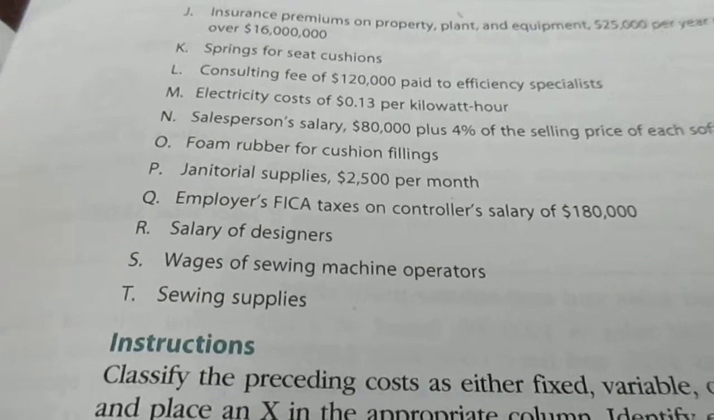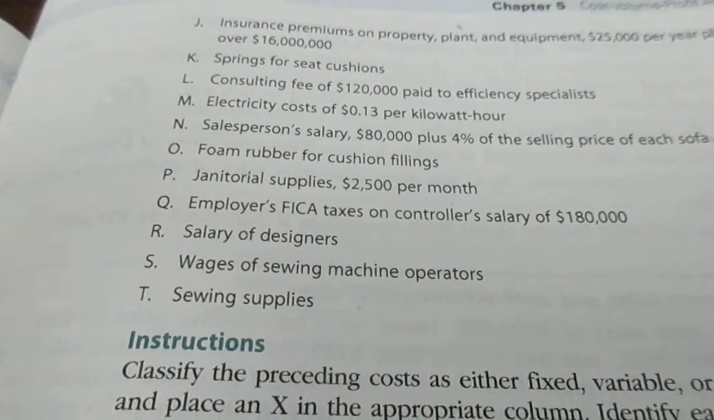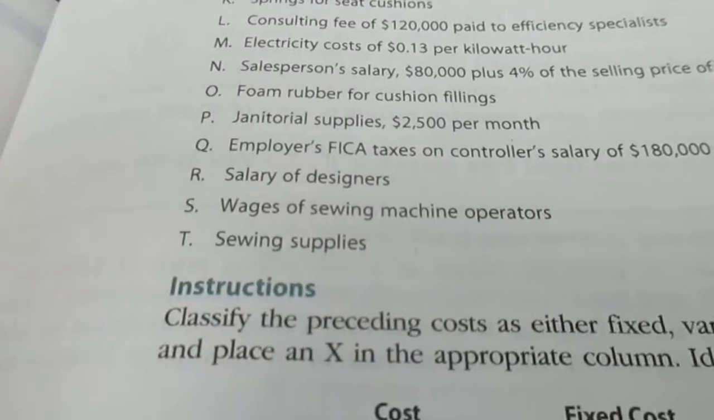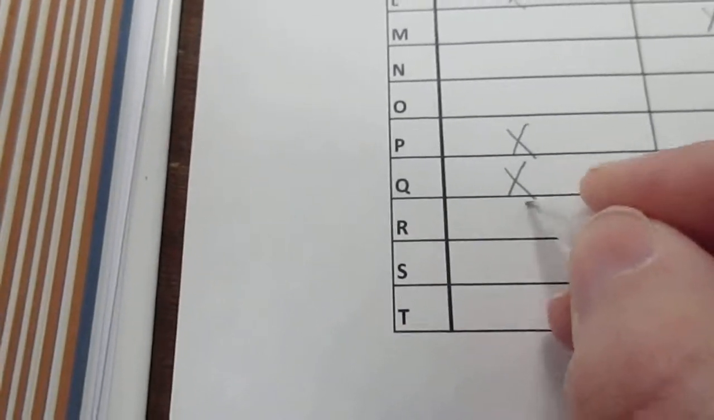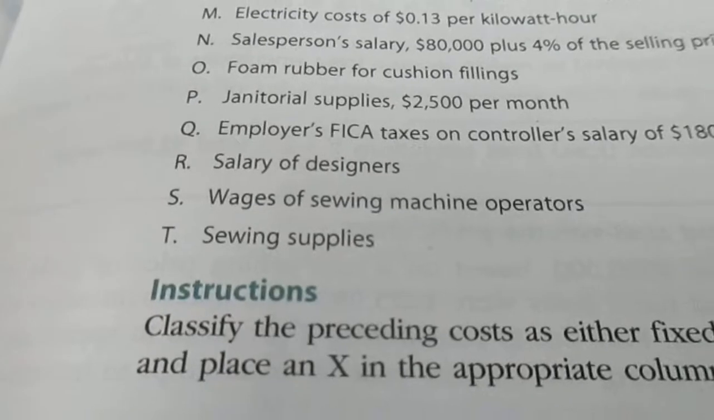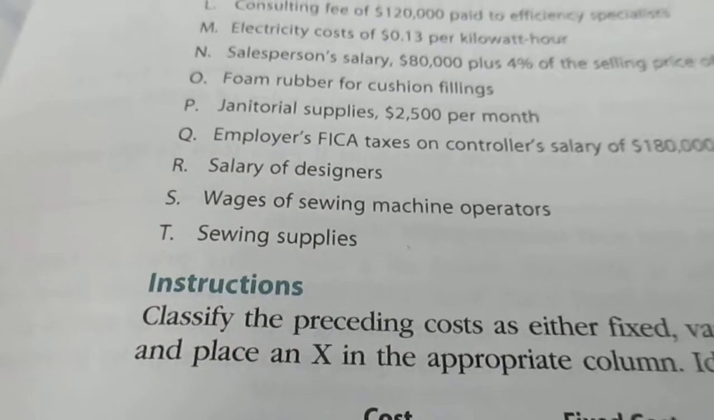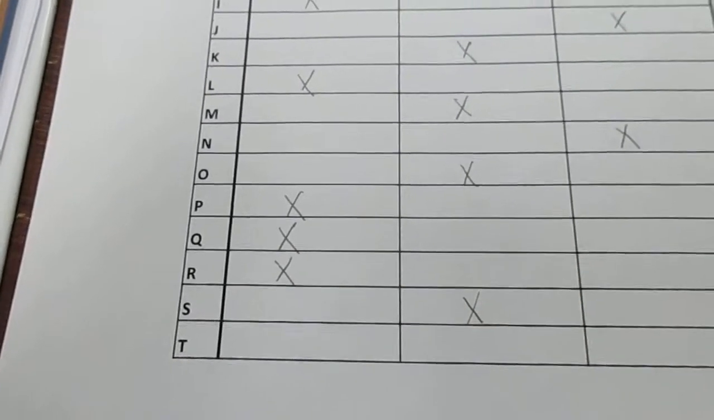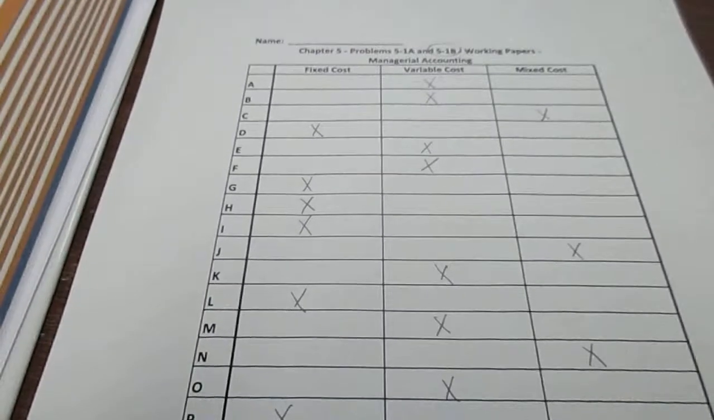Q, the employer's FICA taxes on the controller's salary of $180,000. Again, flat rate, doesn't matter how many sofas we make, fixed cost. R, the salary of the designers, flat rate, doesn't matter how many sofas we make, fixed cost. S, the wages of the sewing machine operators. Now, that one's a little different because the sewing machine operators are going to work depending on how many sofas we make. So that one becomes a variable cost, so in that center column.